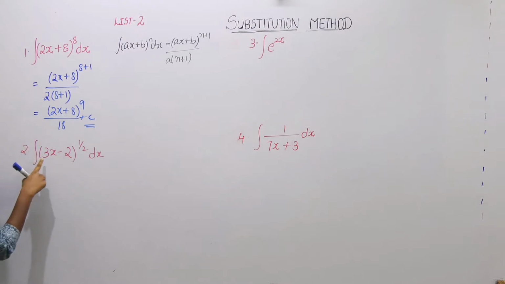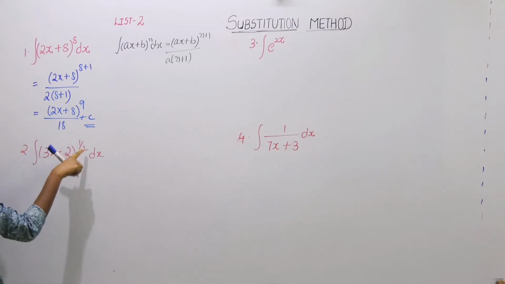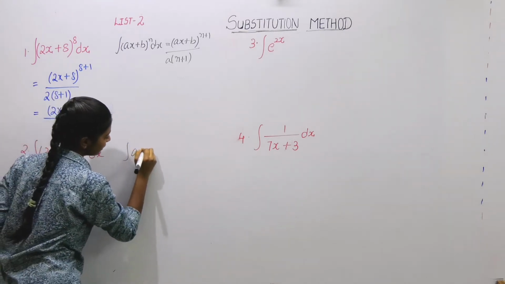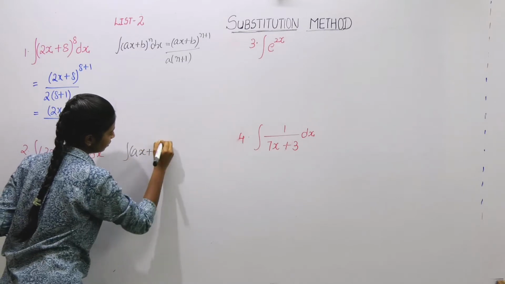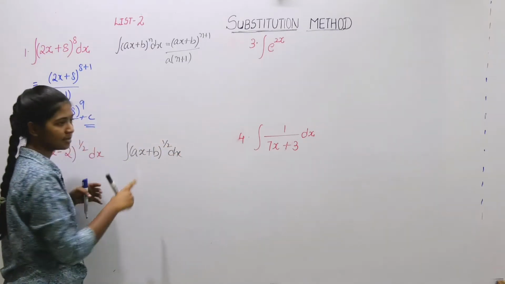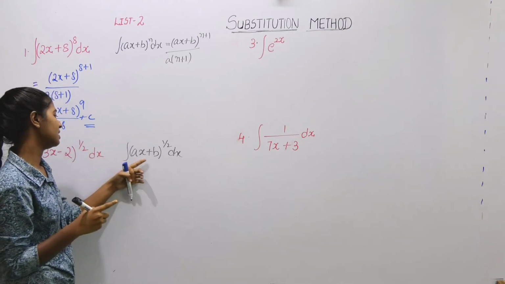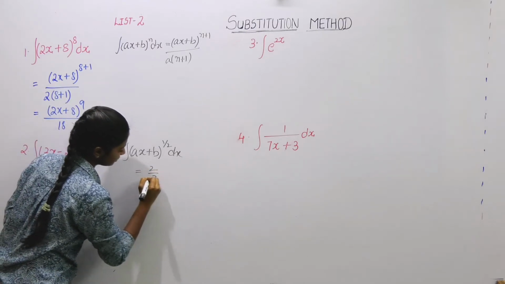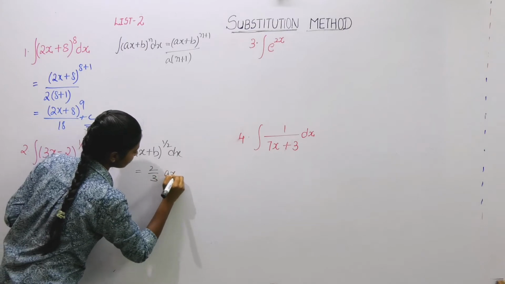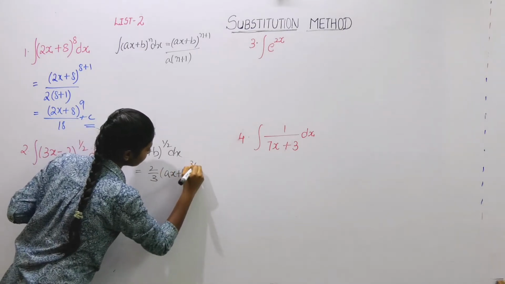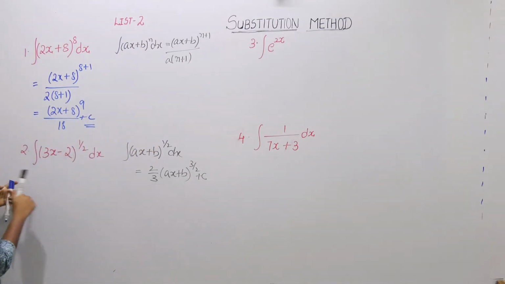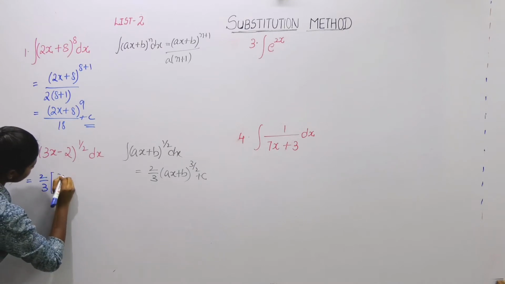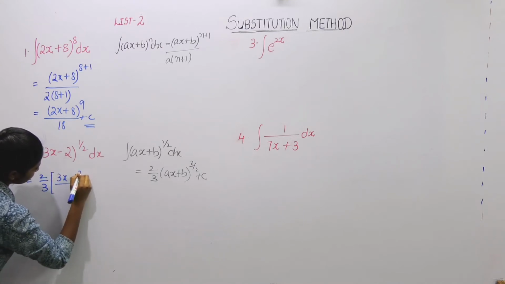Next, second one. Integral (3x minus 2) whole to the power of 1 by 2. Now, for this we have integral (ax plus b) whole to the power of 1 by 2 dx. This is nothing but integral square root of (ax plus b) dx. The formula is 2 by 3 (ax plus b) whole to the power of 3 by 2 plus c.